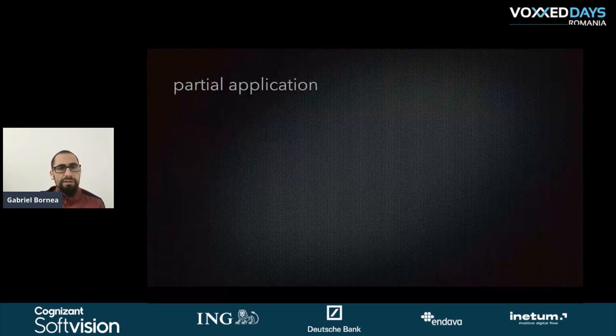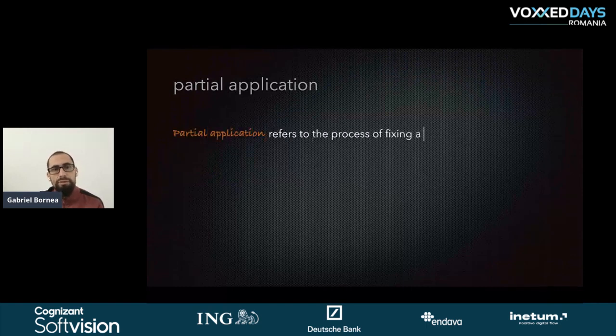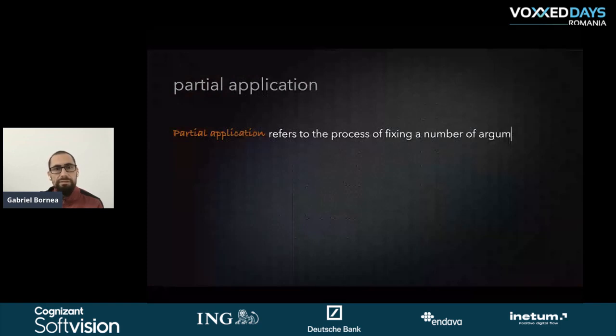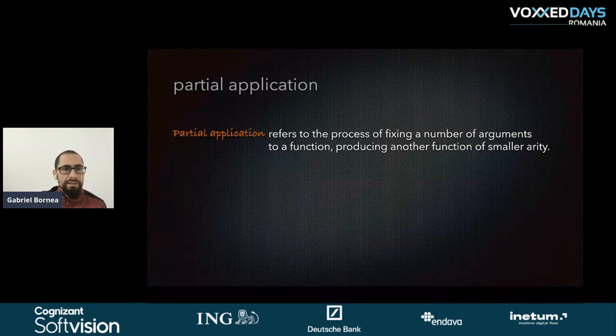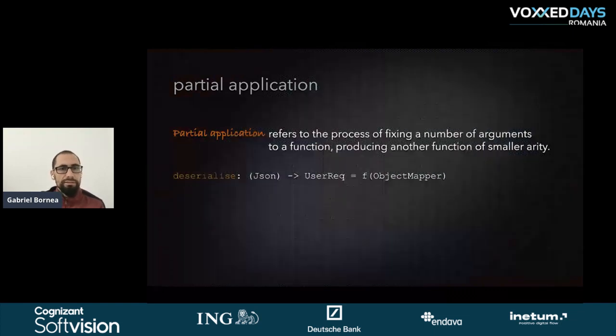And for this, we need another concept, which is partial application. Partial application means that we fix a number of arguments of a function and we produce another function with a smaller arity. What this means is that I can create my function deserialize, and my deserialize function will take in a JSON and return a user request, exactly what I wanted, but I'm applying the function that we've seen in the previous slide with the object mapper. You do this usually in the configuration part of the application.